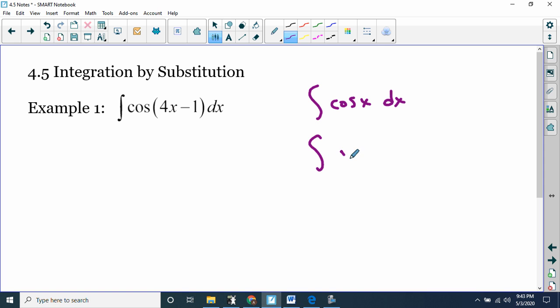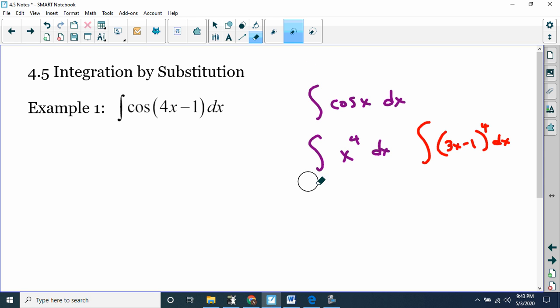If I have the integral of x to the fourth dx, that's something you know how to integrate. The problem is if I have something other than just x to the fourth, like 3x minus 1 to the fourth, you cannot integrate this in the same way. If you were taking the derivative, you would have had to use the chain rule or the product rule or the quotient rule, but there are no rules like that for integrals. Instead, we're going to use this process, integration by substitution. So let's take a look.